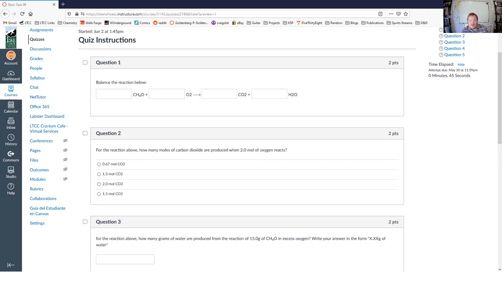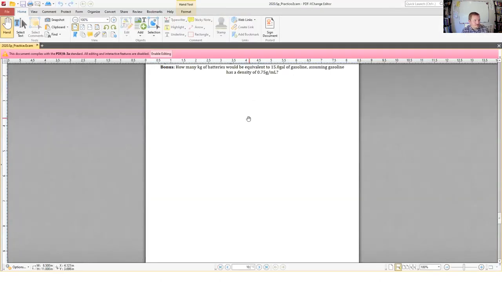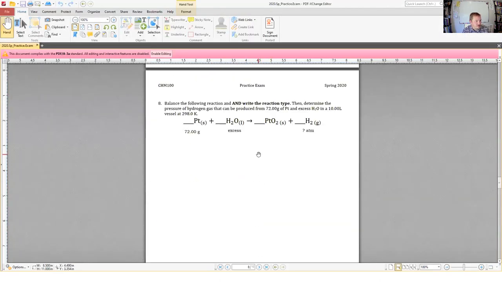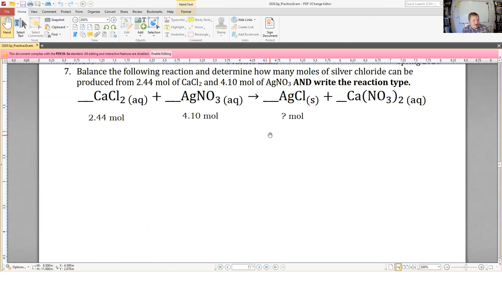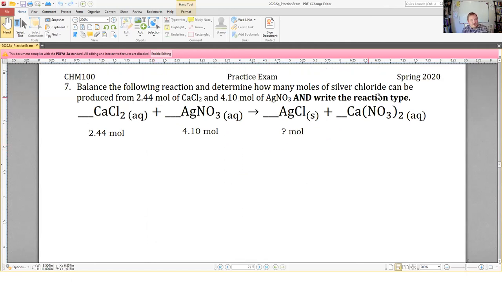Right. So this is a good one to understand, and just to throw it up there so you can see what I'm talking about on the test. There's one right there. Balance the following reaction and determine how many moles of silver chloride can be produced from 2.44 moles of calcium chloride and 4.10 moles of silver nitrate, and write the reaction type. Boom. That right there is 10% of your grade on your final exam. And I think after all the work we've done on stoichiometry, everybody should be able to at least get most of the points on this one.